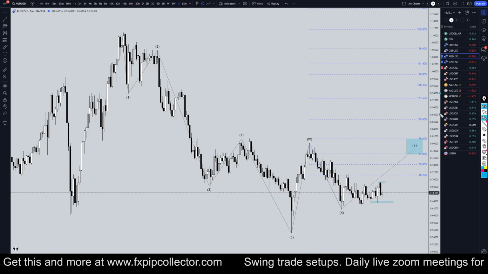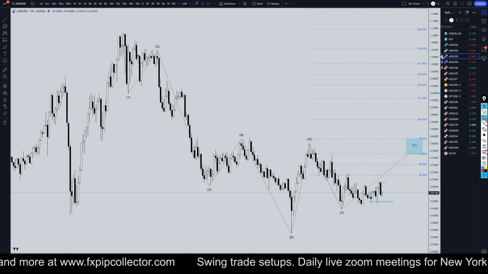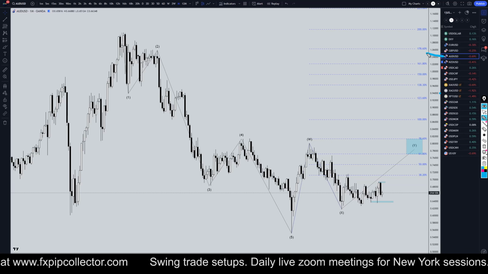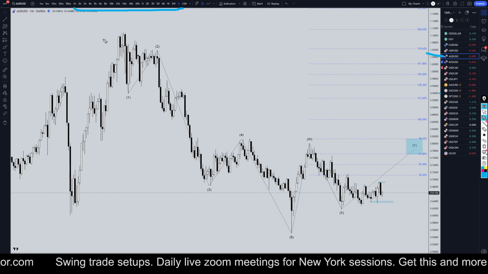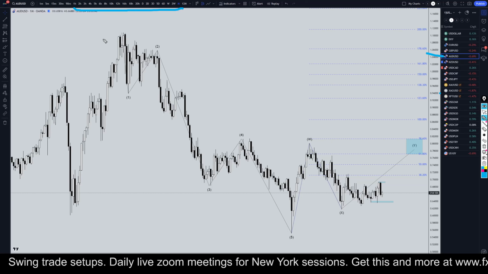Today is Friday, November 8th, and I'm going to be analyzing the Aussie US dollar, starting on the monthly, working my way all the way down to the 1 hour time frame for the full top down analysis.